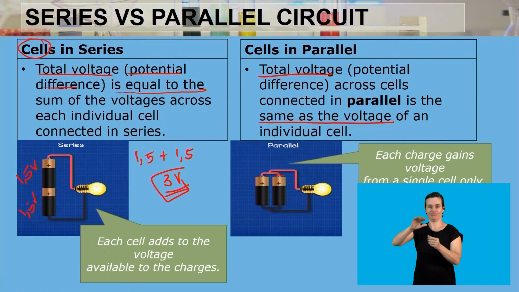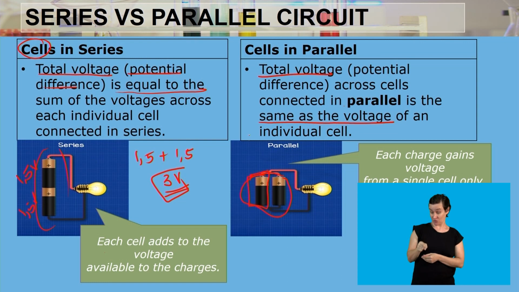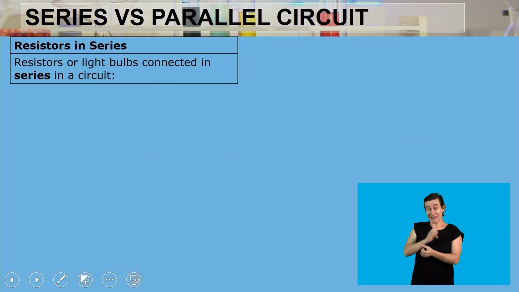So now that we have our two cells connected here in parallel, they are not connected one after the other. Remember, if they are connected in series, it's one after the other, as we can see on this diagram here. If they are connected in parallel, and the voltage provided by this cell is 1,5, then the total circuit will also have a voltage of 1,5, because the statement says the total voltage across cells connected in parallel is the same as the voltage of an individual cell. So the total is equal to the individual cell. We are then saying that each charge gains voltage from a single cell, so the charges moving from one point to the other gain voltage as if from one single cell.